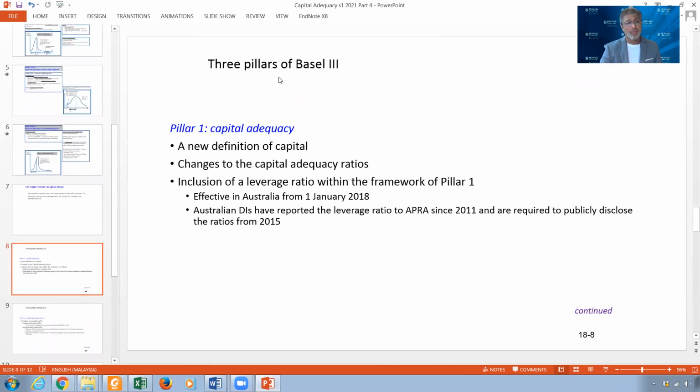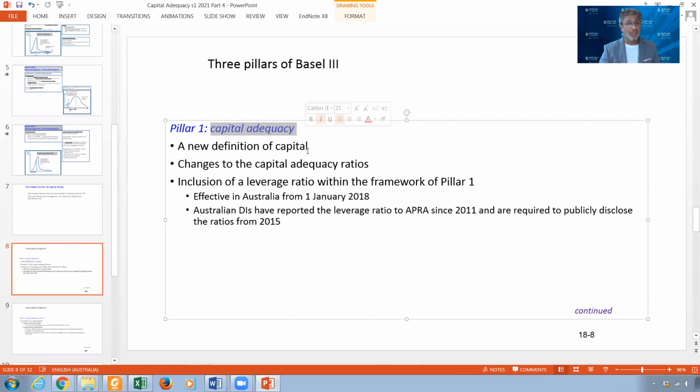Just to recap what we have said. Basel III has 3 pillars. The first pillar is the capital adequacy requirements, whether we are using the internal model or the standardized model. If we are using the standardized model, there is a new definition for capital. We have to change the capital adequacy ratio, and include leverage ratios within the framework of Pillar 1. So this is also included. This is what Pillar 1 is doing. This is how it starts.